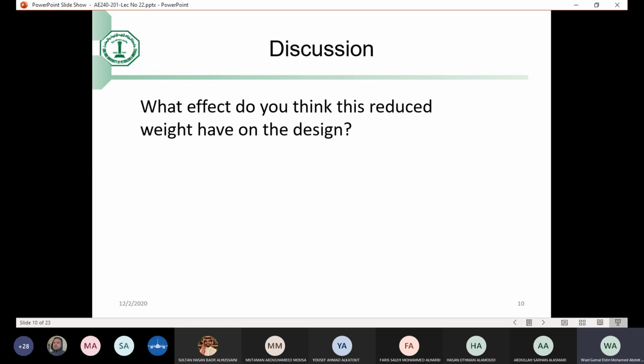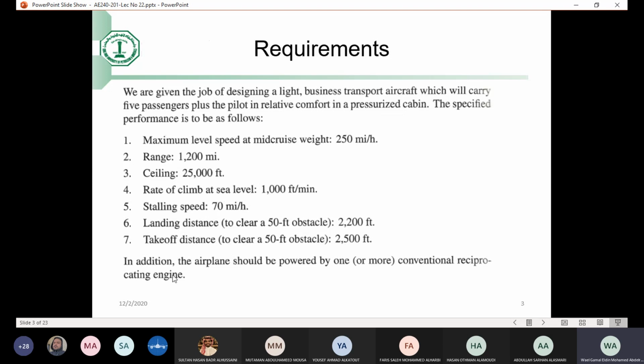Okay. So what effect do you think this has on the design? This reduced weight, what does it mean for the design? Let's look at the performance point of view, because the next step after the weight is check the performance. What do you think will happen to all these performance characteristics that we had before? I need you to write them down. I need each one of you to put on the chat box one requirement from this requirement list and tell me whether it will go up or down, because simply the weight went down.